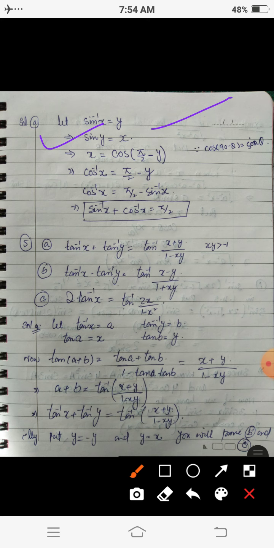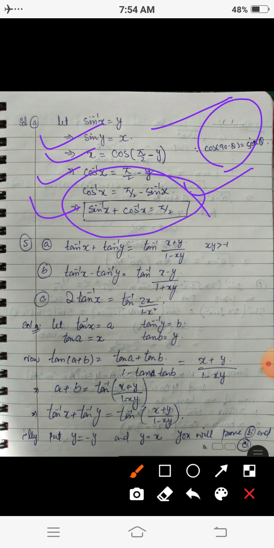Or x equals, you know that cos of 90 minus theta, because 90 minus theta is in the first quadrant. In the first quadrant, tan gets converted into cot, cot into tan, sine into cos and cos into sine, while sec gets converted into cosec and cosec into sec. So here sin y is x, which implies that x is cos of pi by 2 minus y, because cos of 90 minus theta is sine theta. Which implies that cos inverse x is pi upon 2 minus y, or cos inverse x is pi upon 2 minus sine inverse x, which implies that sine inverse x plus cos inverse x is pi upon 2.